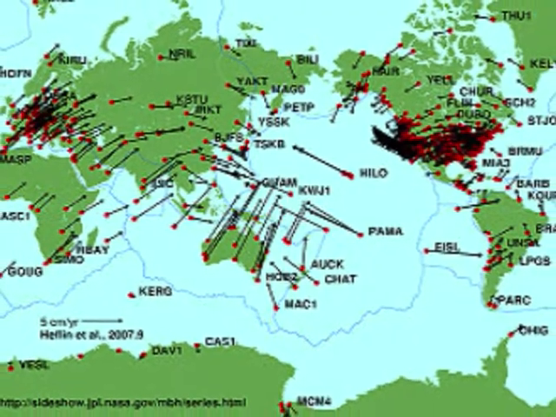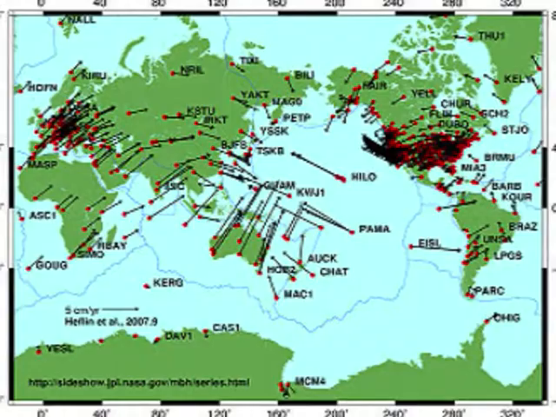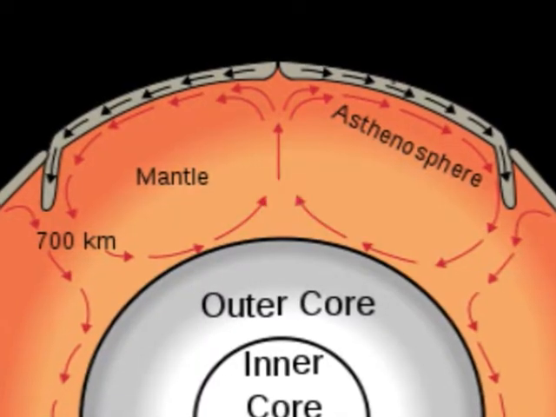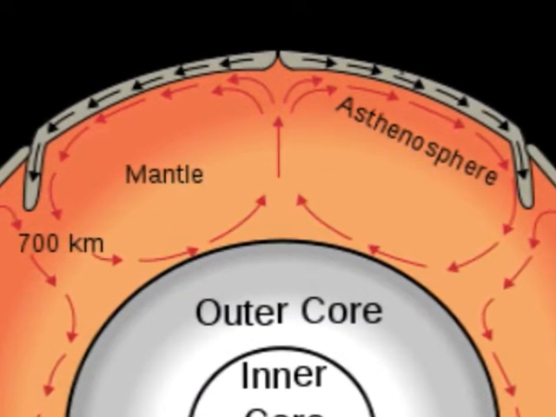Where the two plates meet is called the plate boundary, and this is the area where we often experience earthquakes and the creation of mountain ranges and volcanoes.